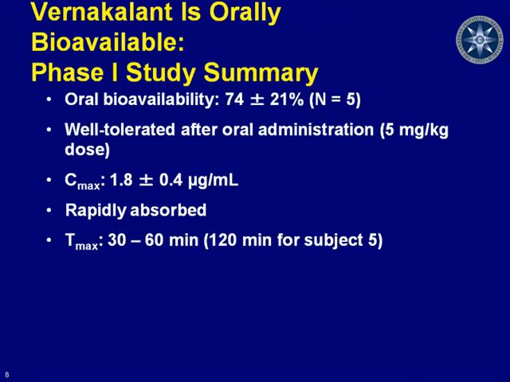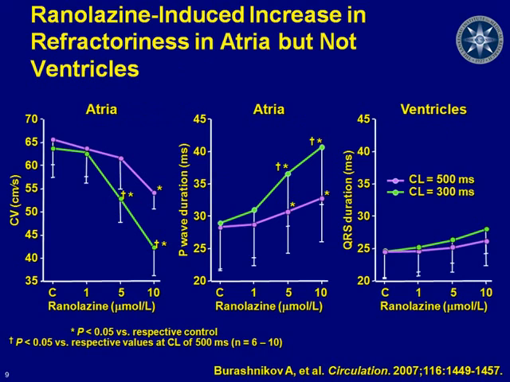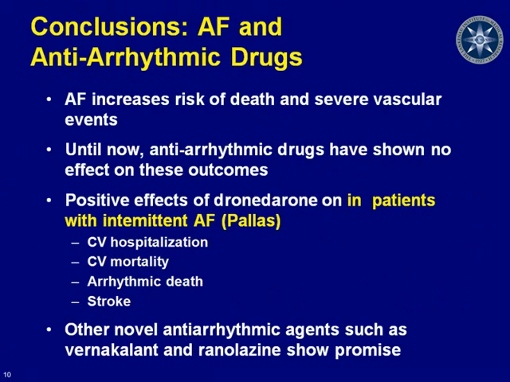And the next slide covers ranolazine. Ranolazine, as you know, was developed as an anti-anginal agent, but it was found during part of its clinical evaluation to be a promising agent for rhythm control in atrial fibrillation, and is currently under active evaluation for this indication.